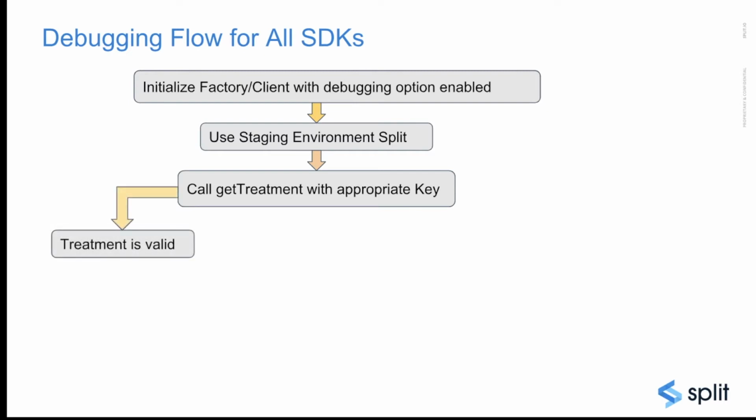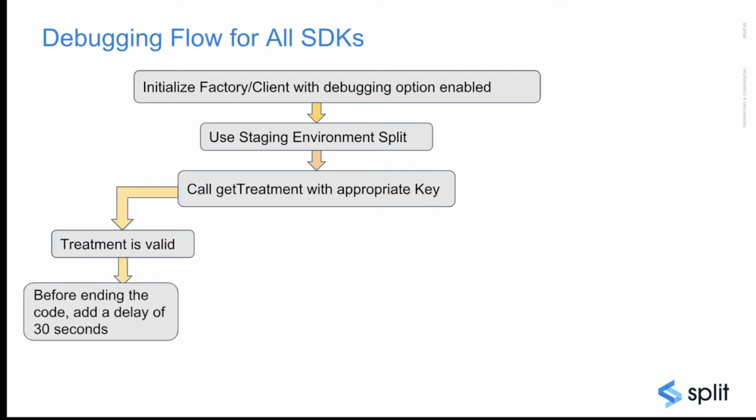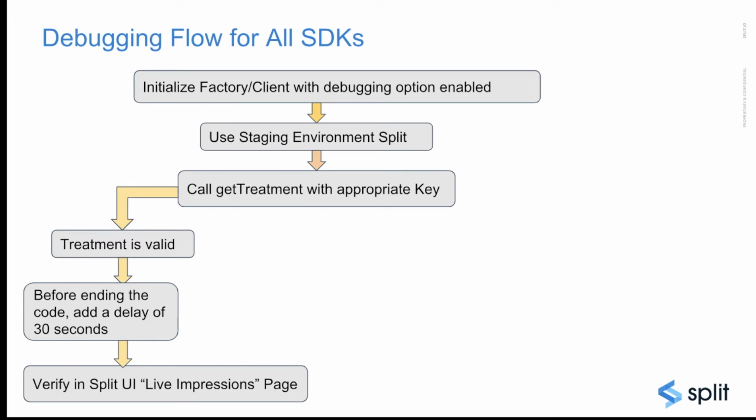Now, let's say the treatment that we're getting from the getTreatment call is valid. Then we have to make sure that the thread that's posting the impression has actually run and posted the impression successfully. That's why we suggest adding a delay of 30 seconds. Then, once we see that thread run fine and successfully post the impression, we need to verify in the Split UI live impression page or tab that our impression did indeed show up.